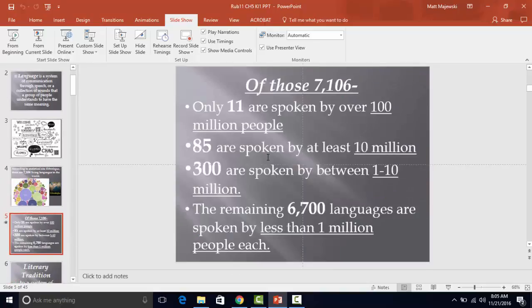Of those 7,000, only 11 are spoken by over 100 million people, and we get into most of those languages. 85 are spoken by at least 10 million. 300 are spoken by, essentially, at least a million people. That means the remaining 6,700 languages are spoken by less than 1 million people. In fact, many of them are spoken by far fewer than that number.